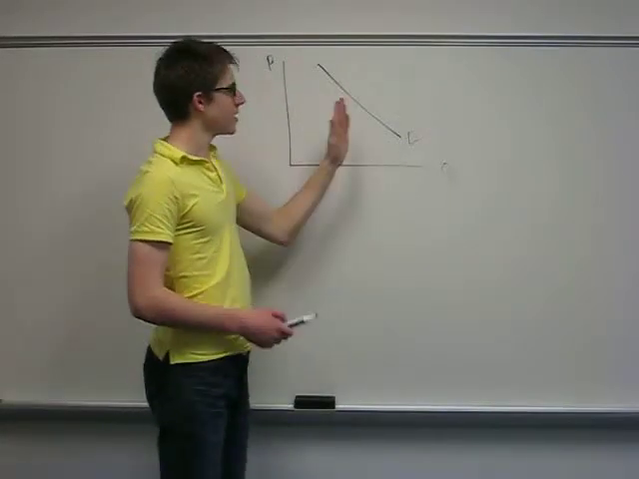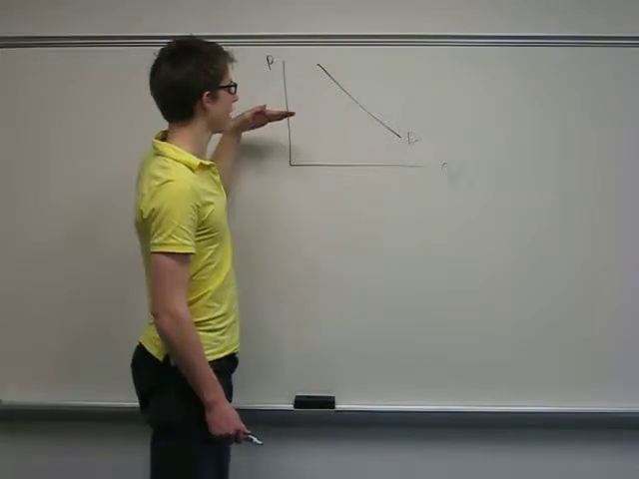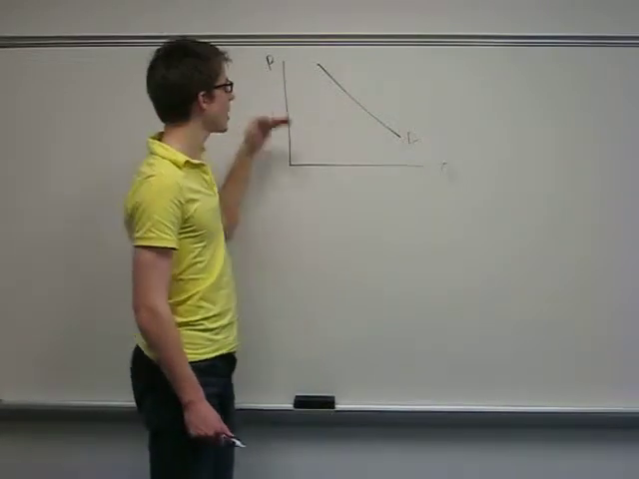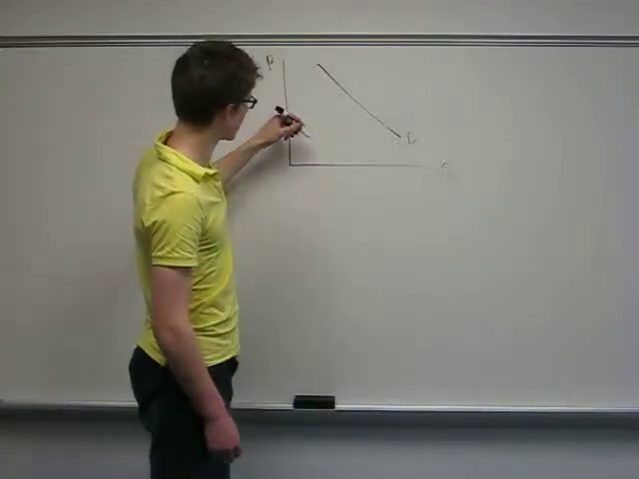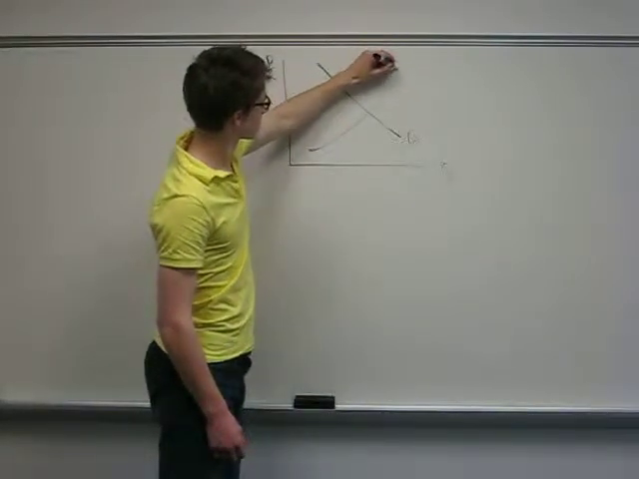For supply, inelastic is still vertical, perfectly inelastic is still vertical, and perfectly elastic is still horizontal. But instead of drawing a downward sloping one, we draw some upward sloping curve, like so.